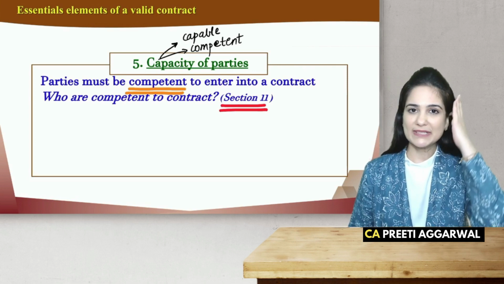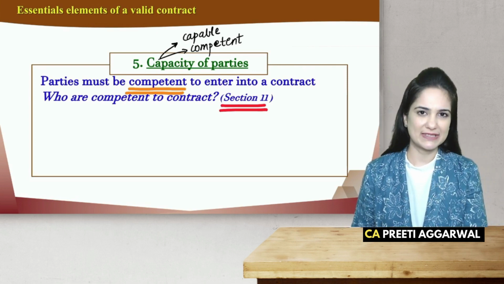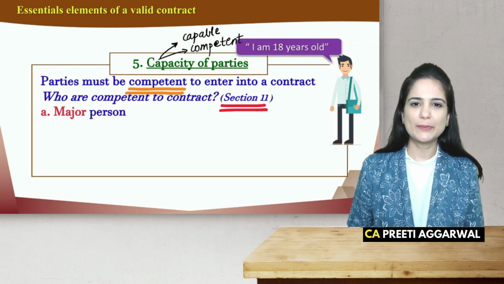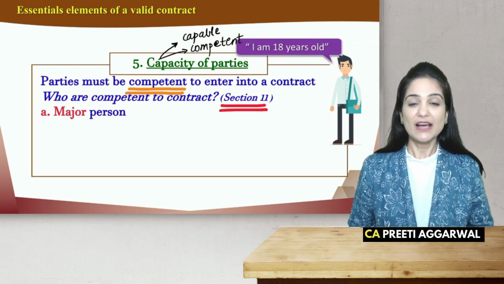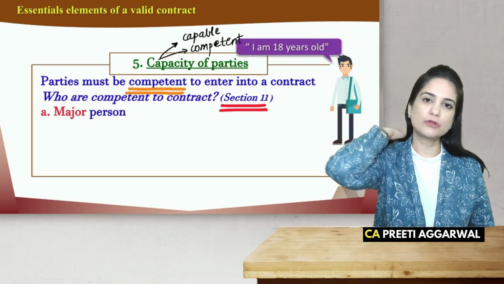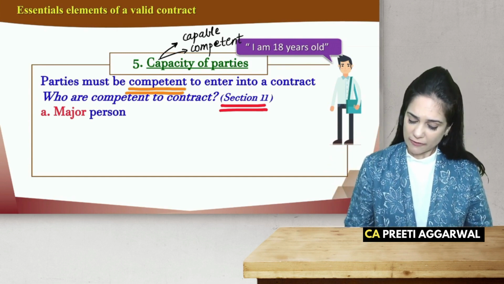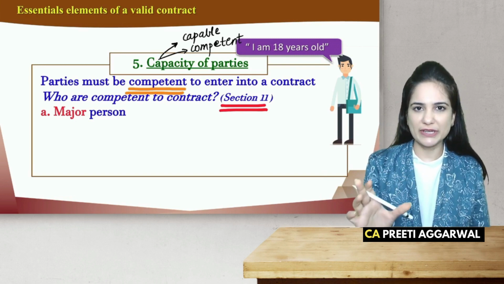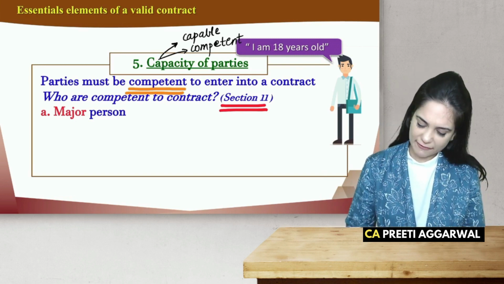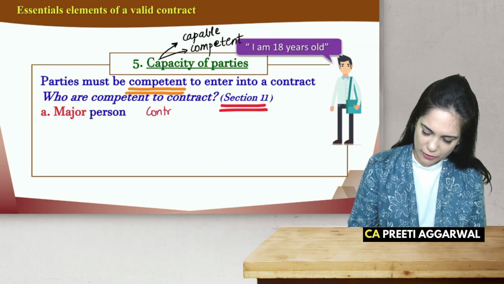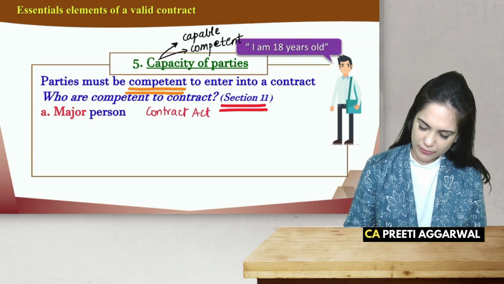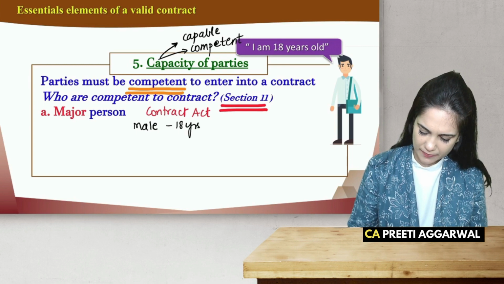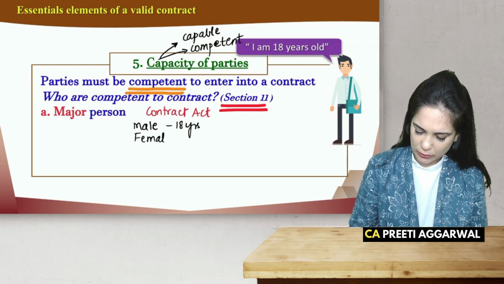Yes, it is an important section for exam. You need to memorize it. Major person. Major means someone who has completed 18 years of age. Now 18 is for both male as well as females. Why did I say that? Because every act defines the age of majority differently. In case of Contract Act, a male attains majority when he turns 18 years, and the same applies to a female also.